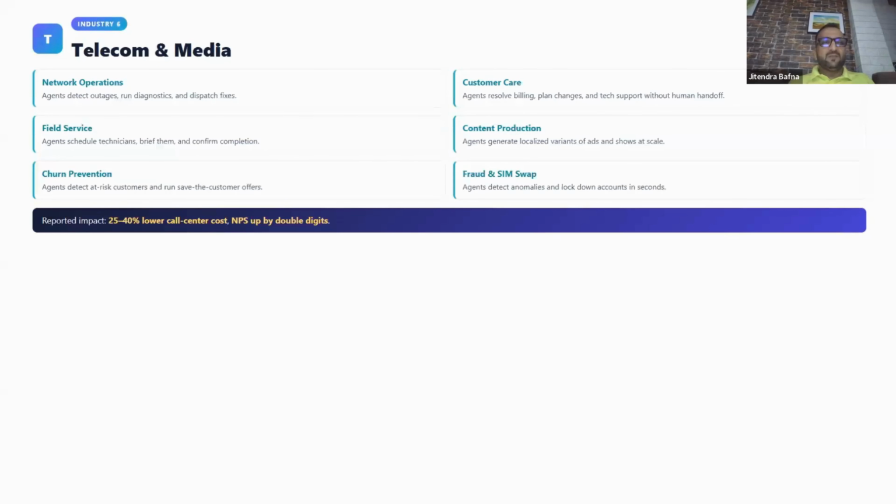It is used in telecom and media. If you see in media, it is used in content production also, right? If you want to build some kind of content or some kind of ads or some kind of visualization, you can use this. Customer care, I already talked about that. All industries are already using it in customer care. Then fraud and SIM swap, where the agent can detect anomalies and lock down accounts in seconds. Churn prevention, then field service and network operation. So these are a few particular use cases in the telecom and media industry.